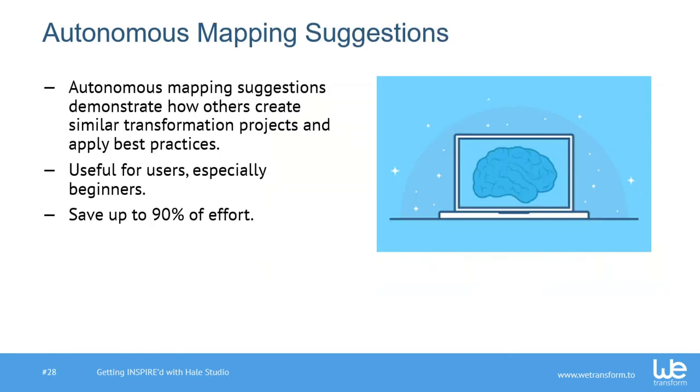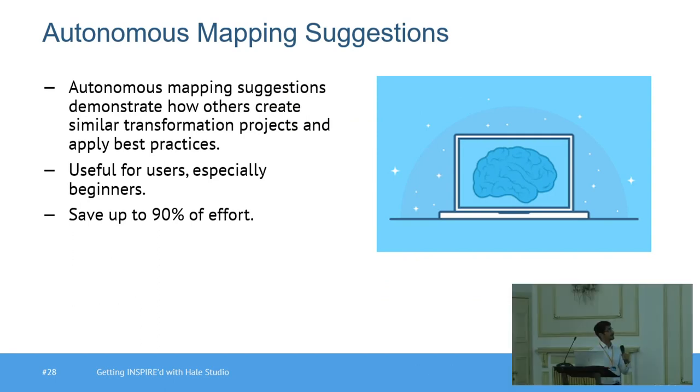And the next one is autonomous mapping suggestions. These demonstrate how others create similar transformation projects and apply best practices. So when you're working through a project, Hale Studio will give you an idea of what kind of mapping you can actually use. So this is useful for the actual users of the software, and especially for beginners, because it really decreases the learning curve. With the help of this, we estimate that you can save up to 90% of effort.